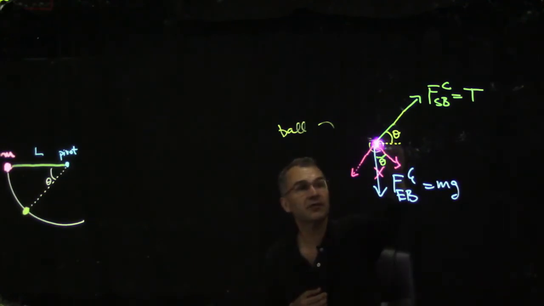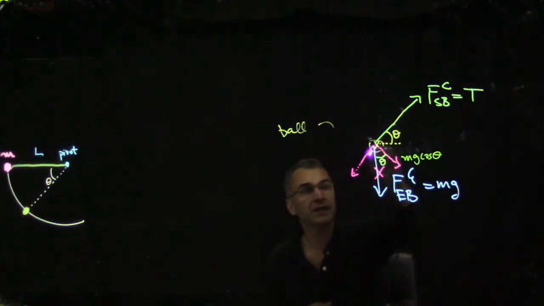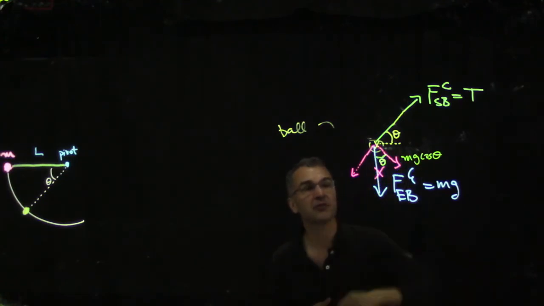Comparing this tangential part of gravity to the original gravity line, this looks like adjacent over hypotenuse. So this must be mg cosine theta. Then if we were to take this radial part of gravity and redraw a copy of it over here, we would see that this is opposite over hypotenuse. Opposite over hypotenuse is sine theta.